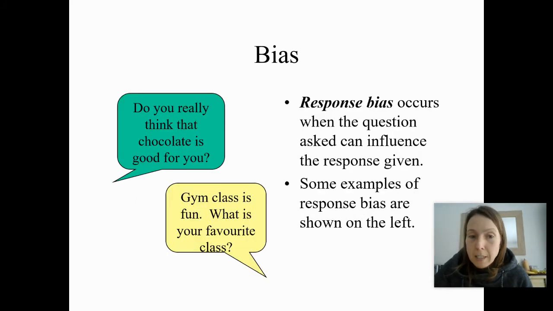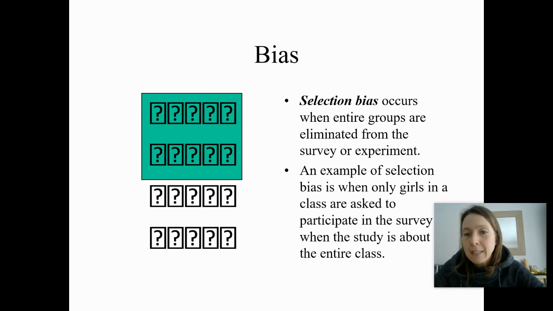Response bias is when you ask a question and maybe it has a little bias in it. Like, gym class is fun, hey, what's your favorite class? You've just mentioned a class that's really fun. Or, do you really think that chocolate is good for you? Asking a question in a certain way that leads people to a certain answer is called response bias. You don't want to do that. And selection bias is when maybe you have eliminated a whole bunch of people from your survey.